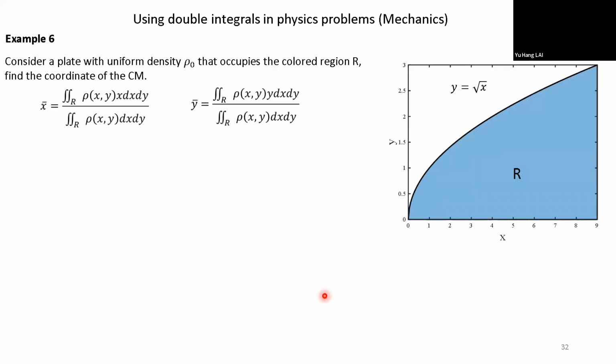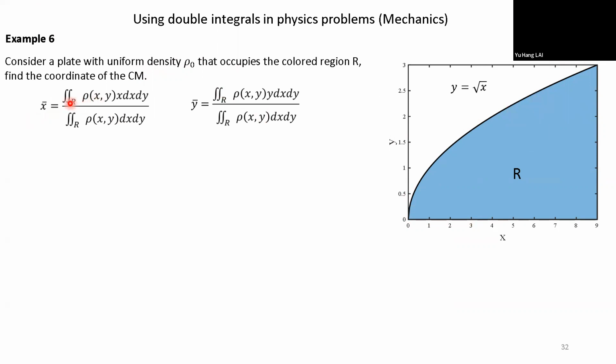So then this is an example here. What I have is this region R. Okay, so this blue region, suppose it is the shape of my plate. Okay, and I make it simple. Suppose this blue region, the plate, has a uniform density, just rho naught. So that means every point on this plate has the same density.